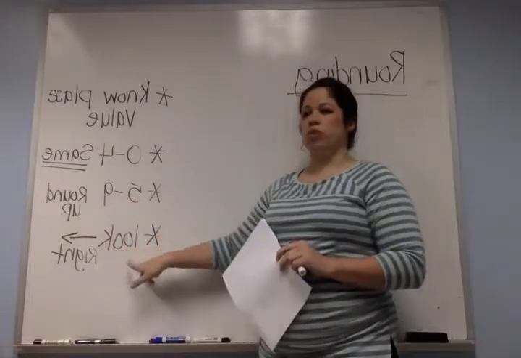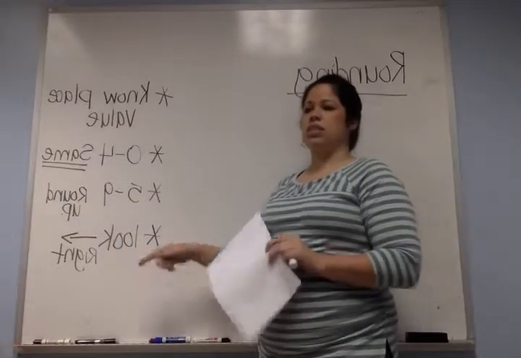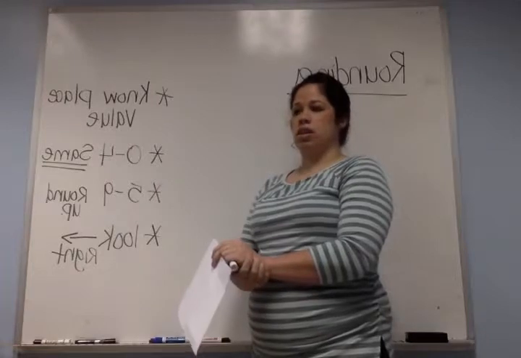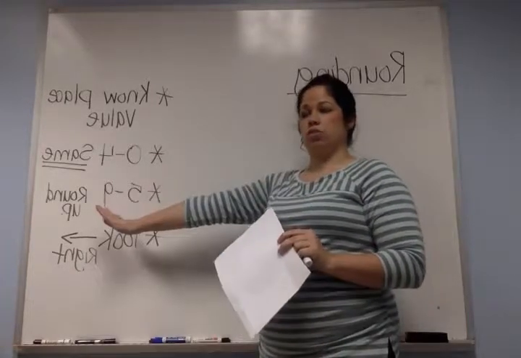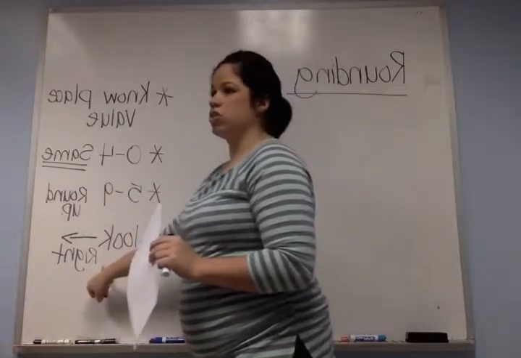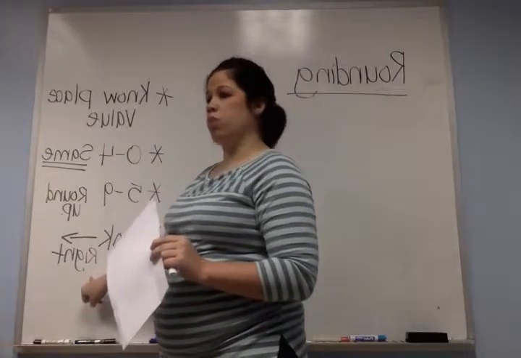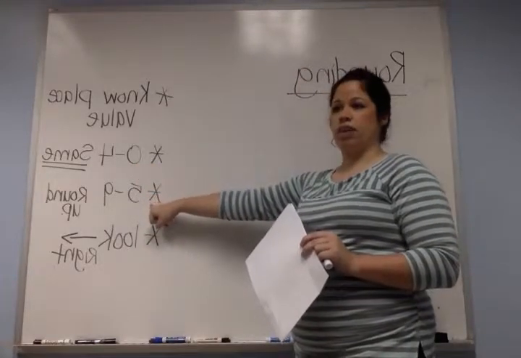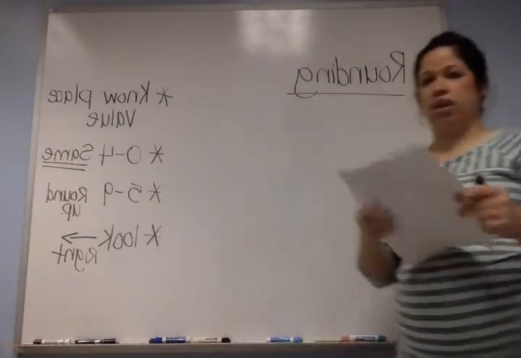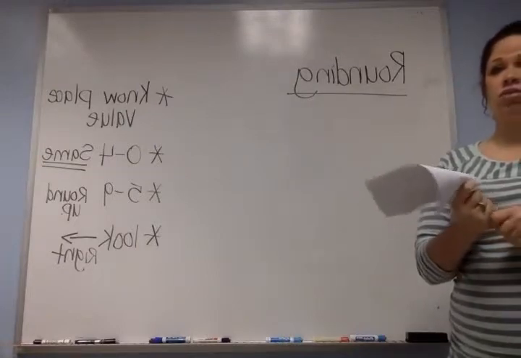Which way do we look if we're going to round? If it says round to the nearest thousandths, you're going to find the number in the thousandths place and round to the right. Okay? You're looking to the right. That number to the right is what you're looking for, 0 to 4 or 5 to 9. Okay? Good job, guys. Let's do a few together and see if we got it under control.